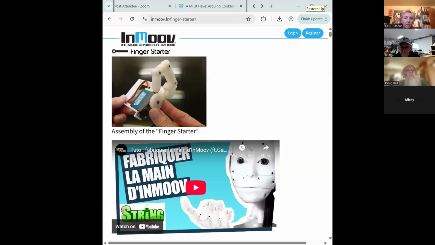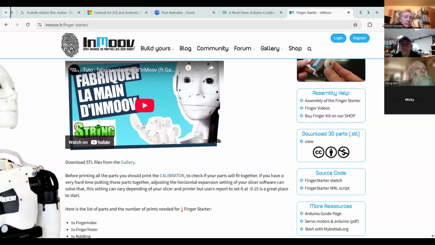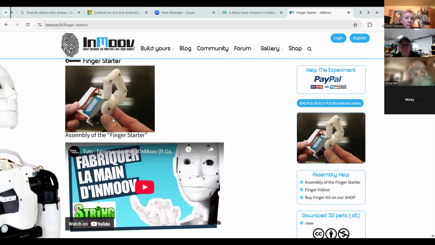I've been trying to build this finger starter because I'm a beginner, and I could share my screen to show what it looks like. Okay, that'd be great. This is what it looks like. Can you guys see it? Yes. Yep. I've built most of the parts, but I don't know how to make the finger move, how to make the servo move, because I don't know the Arduino code, so I'm trying to learn the Arduino part.